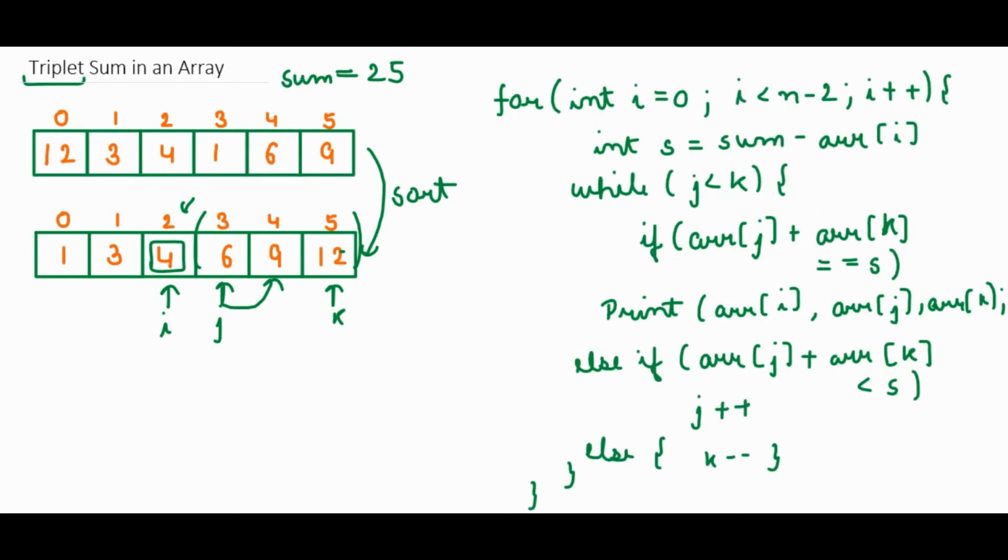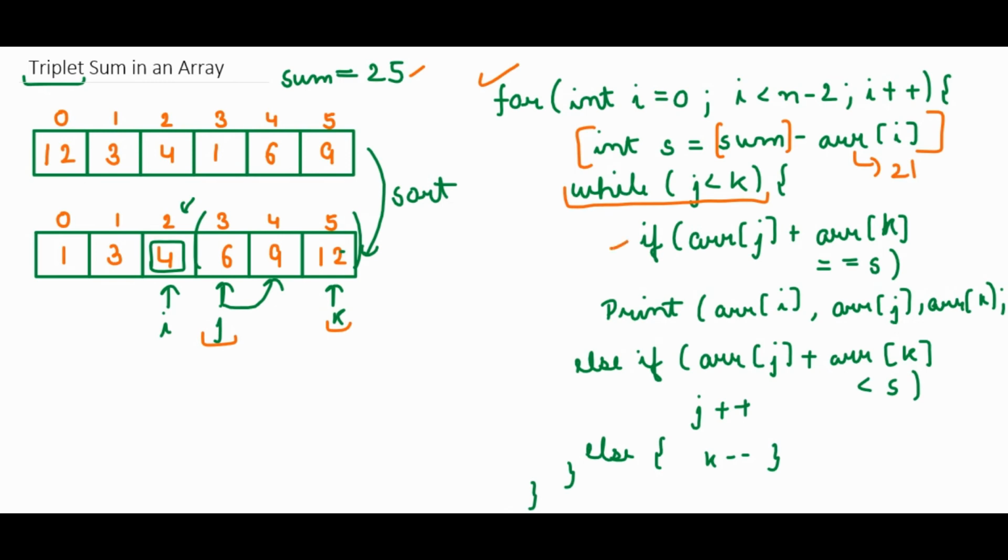So first of all, we will have this i loop. We have this i fixed that we have fixed before as well. Here we have fixed 4, right? So what will happen? Our total sum is 25. We will subtract 25 minus array of i, which is 4. So it will become 21, right? Now while j is less than k, as we have already discussed, they should not be the same. Whenever they are pointing to the same position, we have to stop, right?